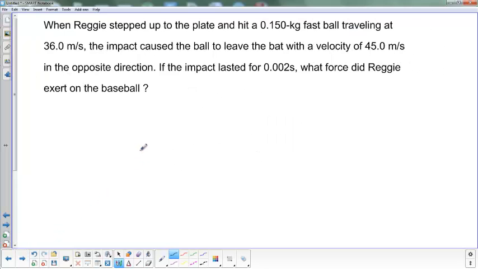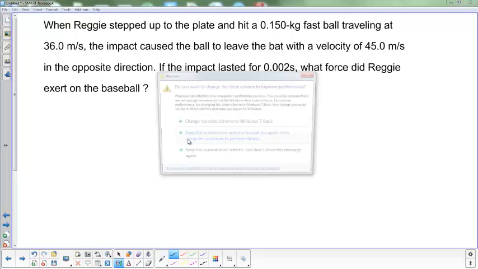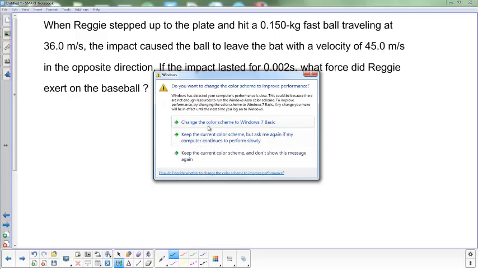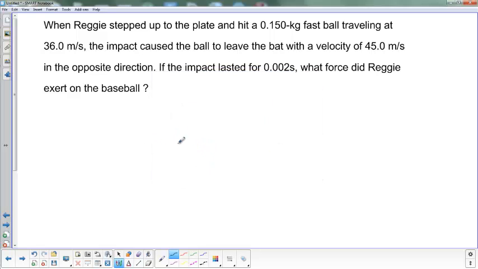Next, number 3. When Reggie steps up to the plate and hits a 0.15 kilogram fastball traveling at 36 meters per second, the impact caused the ball to leave the bat with a velocity of 45 meters per second in the opposite direction. The impact lasted for 0.002 seconds. With what force does Reggie exert on the ball? So the big thing here is, once again, we've got m delta v equals F delta t. So we're dealing with an impulse causing a change in momentum.